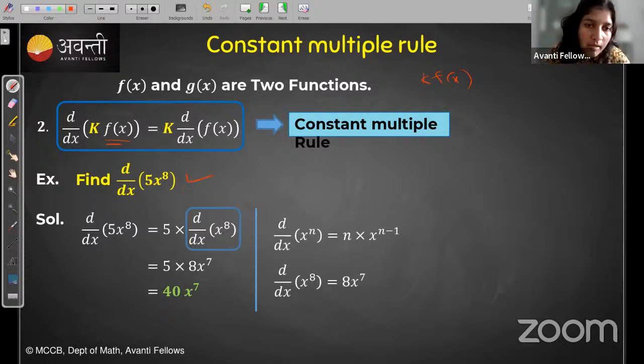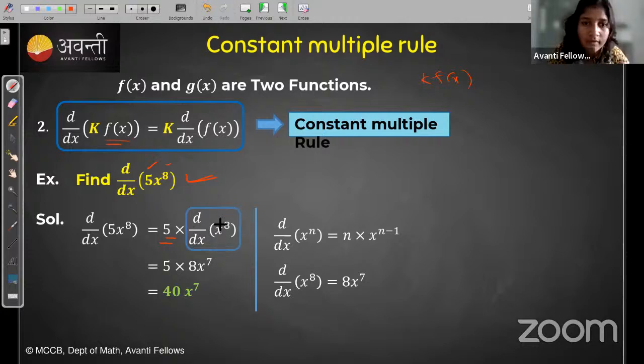For example, we have an example here. Differentiation of pi x squared. Pi is constant here and x squared is a function, right? So according to this rule, what we have done? We took pi outside the function derivative and we differentiated x raised to 8 here. Okay, pi as it is.